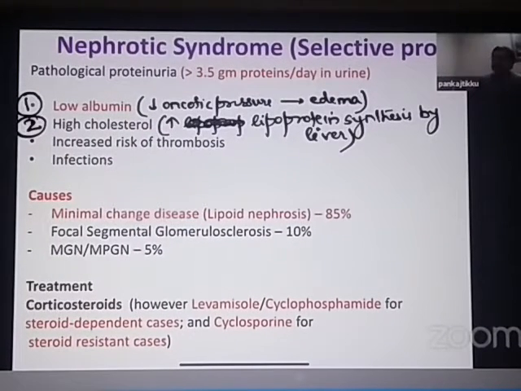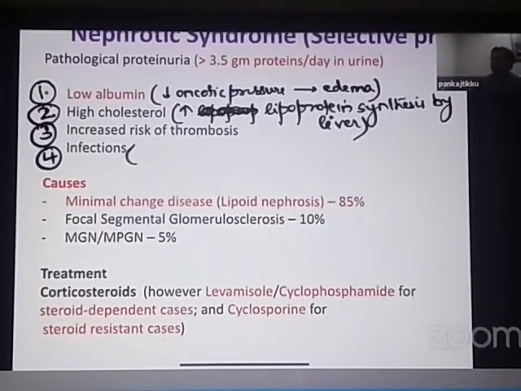Then there is increased risk of thrombosis in these children, increased thrombotic risk, which occurs in nephrotic syndrome. That is why dehydration should always be prevented in nephrotic syndrome, because if a child with nephrotic syndrome becomes dehydrated, the child is likely to have an increased risk of thrombosis. And finally, loss of immunoglobulins.